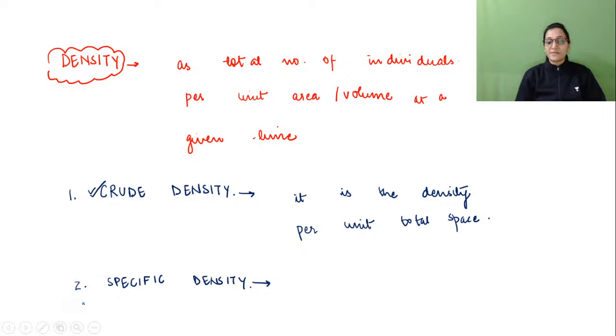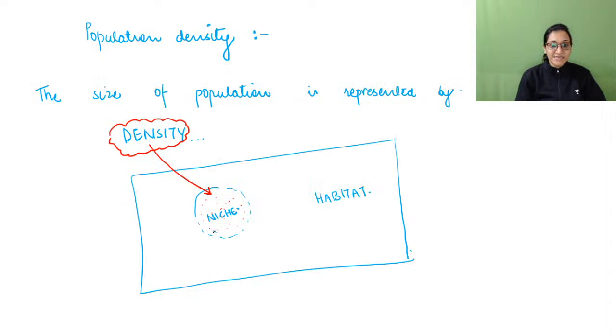So what is a specific density? It is the density per unit habitat or space available for that particular species to occupy, right? So a specific density, if you are talking about a specific area or niche, is the density per unit of habitat. Though it is going to occupy a smaller area, that is niche.